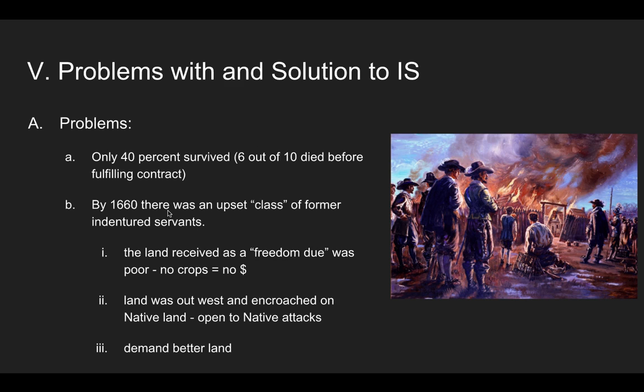And they demand better land. And here is Bacon's Rebellion. They actually burned down Fort James in demanding better land. This battle is a whole class of people trying to attack the fort and invade it. They're these former indentured servants who are angry that their freedom dues didn't give them enough.